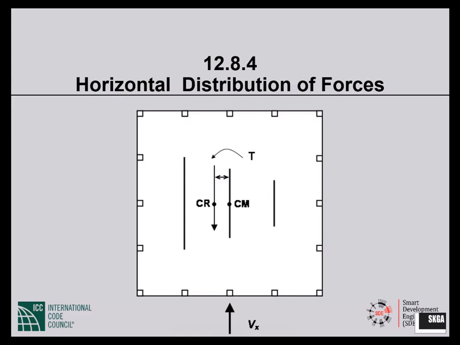Okay, so amplification of accidental torsion is the topic. This is the picture I showed you yesterday, when we were considering how the story shear is distributed among the two frames and the three shear walls. I mentioned that because one shear wall is longer than the other, the center of rigidity is at an eccentricity from the center of mass, and that causes torsion. This is actual or inherent torsion.